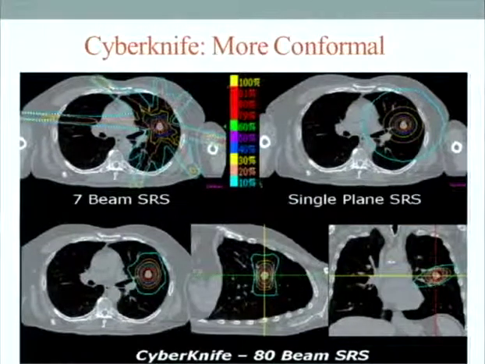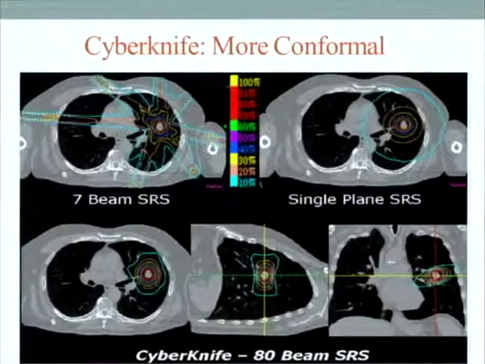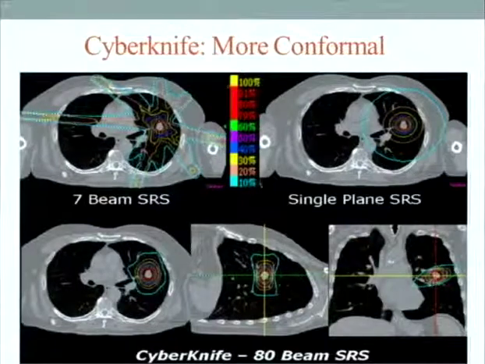And with IMRT, 7 radiation beams, you can see a good targeting of the tumor, but significant dose spillage into the contralateral lung, the bones, and the soft tissue. With Cyberknife, an 80 beam plan results in similar excellent coverage of the target, but very little dose spillage into the contralateral lung, the bone, or the soft tissue, which likely will significantly decrease the likelihood of toxicity.